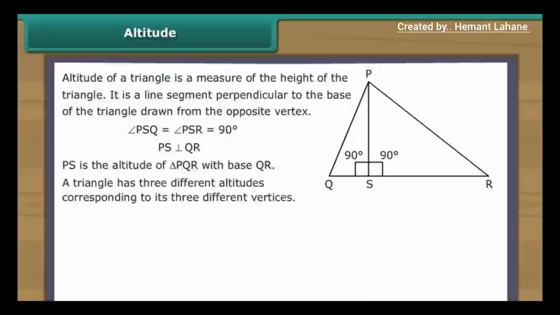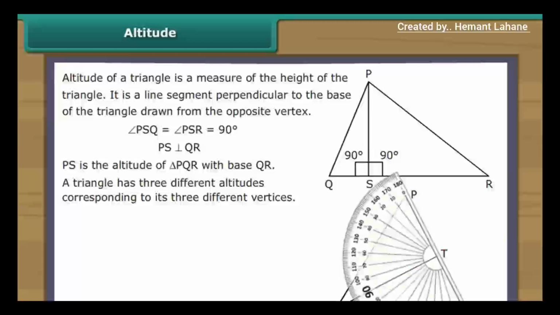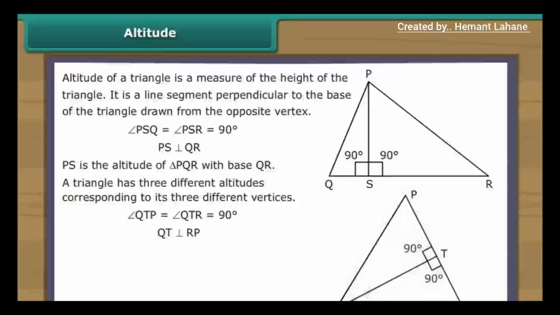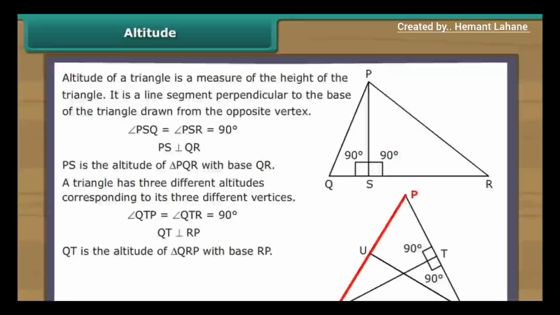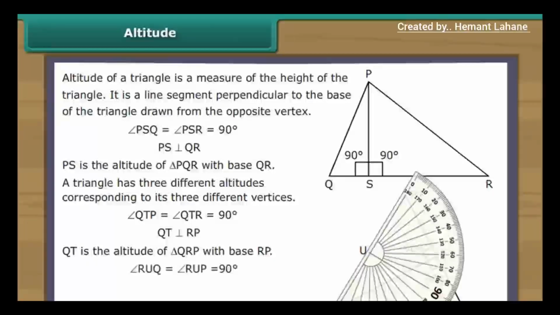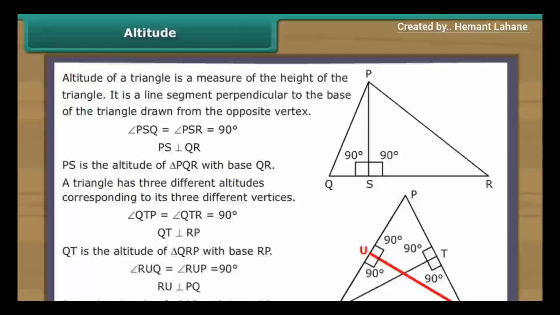A triangle has three different altitudes corresponding to its three different vertices. Let us now take a look at the remaining altitudes. We draw a line segment from Q perpendicular to RP at point T. It intersects RP at right angles. Therefore, QT is the altitude of triangle QRP with base RP. We draw another line segment from R perpendicular to PQ at point U. It intersects PQ at right angles. Therefore, RU is the altitude of triangle RPQ with base PQ.